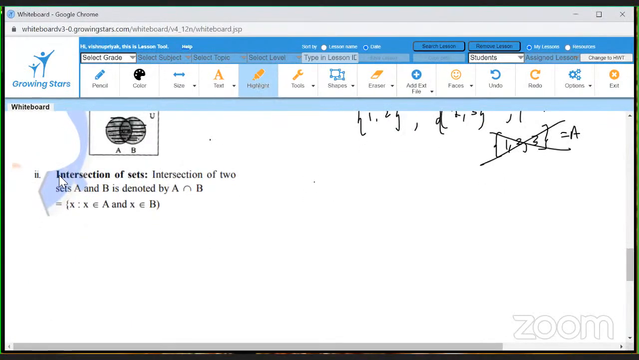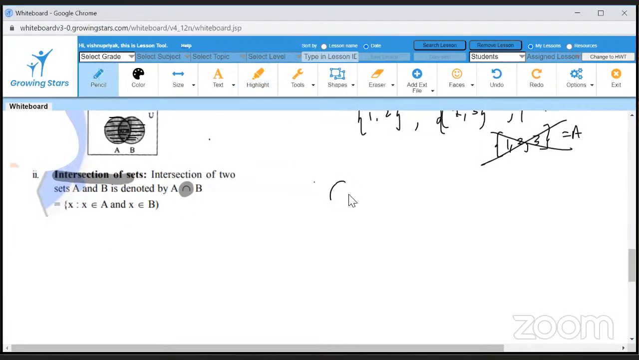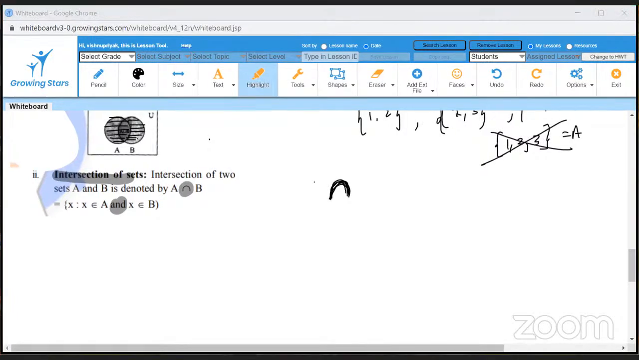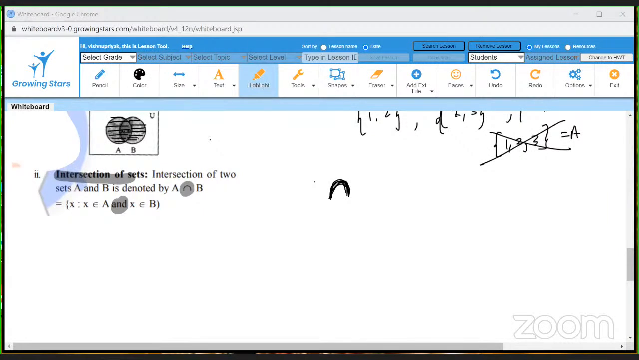The next operation is intersection. It is denoted by this symbol. ∪ only, but upside down. This is the symbol for intersection, or whenever there is intersection, we will use "and". "And" gives the meaning of intersection. Now, what is intersection? That you will understand better with the help of a diagram. Let me show you the diagram.